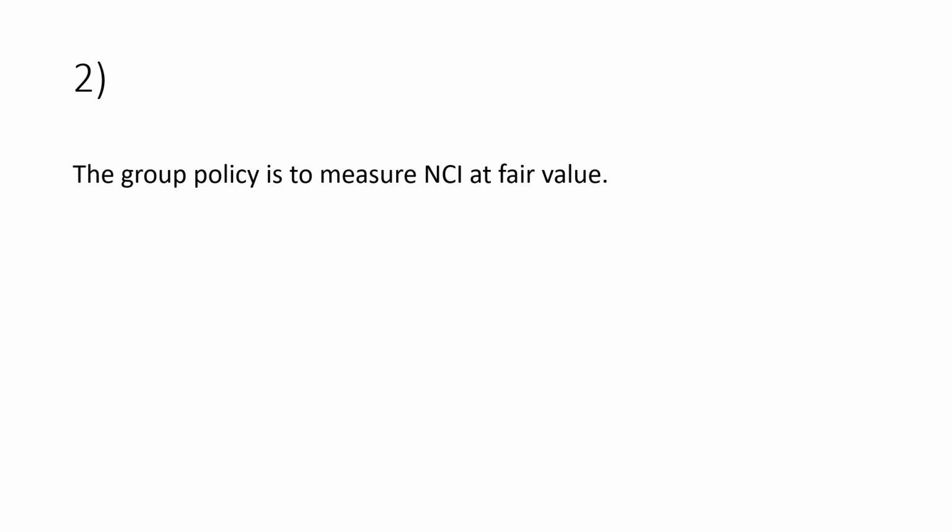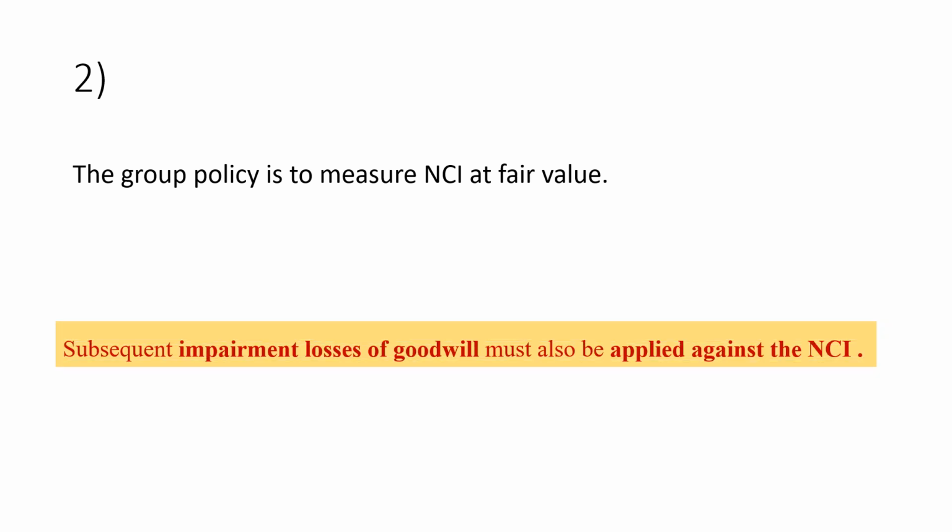The second additional information is that the group policy is to measure the non-controlling interest at fair value. When non-controlling interest is measured at its fair value, there are implications. There is a part of goodwill which is attributable to non-controlling interest, and the subsequent impairment loss of goodwill must also be applied against the non-controlling interest. Therefore, when there is an impairment, it impacts the non-controlling interest as well.